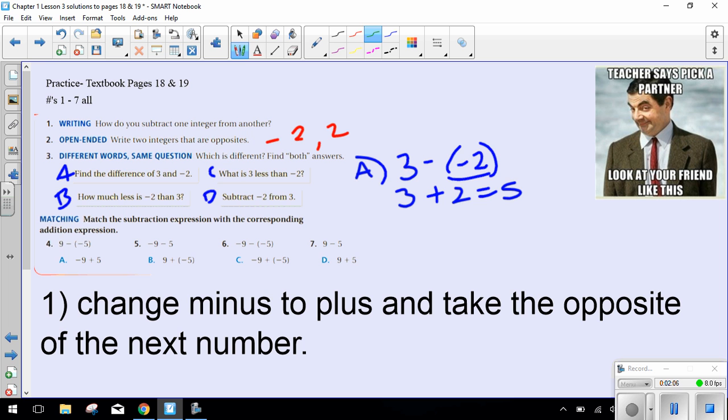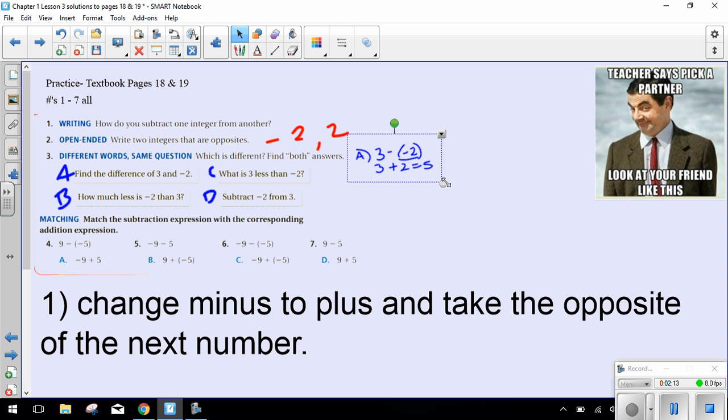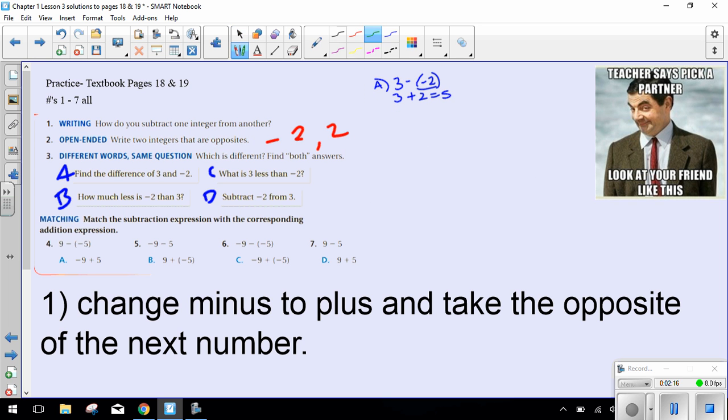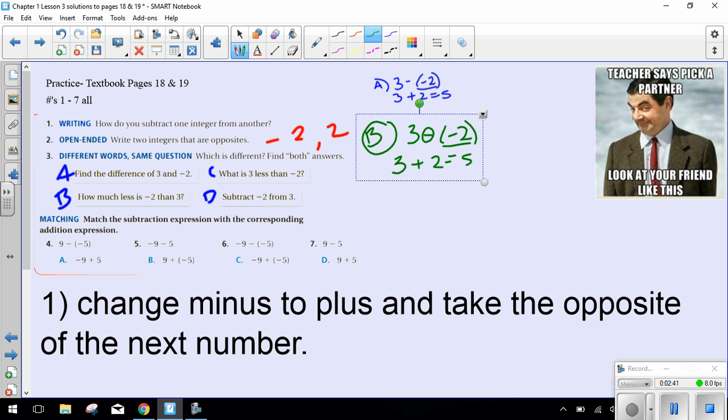Okay, for B, how much less is -2 than 3? What that's saying is 3 minus -2 again. Just like part A, we're going to rewrite that in terms of addition. So 3 add opposite, and that equals 5. Okay, so there's part B.